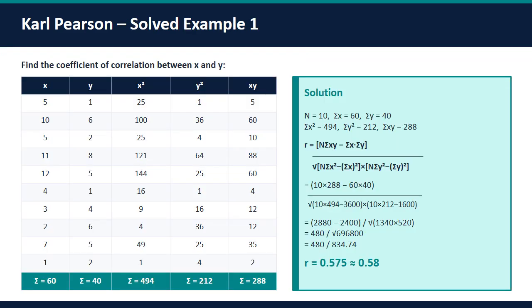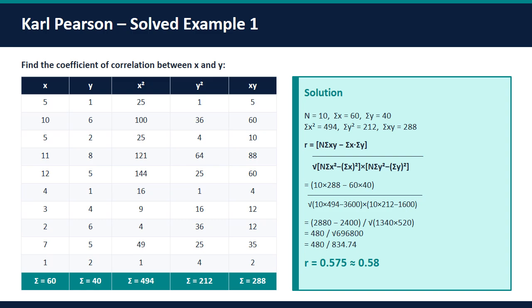Now let us move on to problems based on Karl Pearson's method. This is the first problem. Now let us solve this problem. Here it is given that the value of n is equal to 10, summation of x is 60 and summation of y is 40. Then summation of x square is 494 and summation of y square is 212.